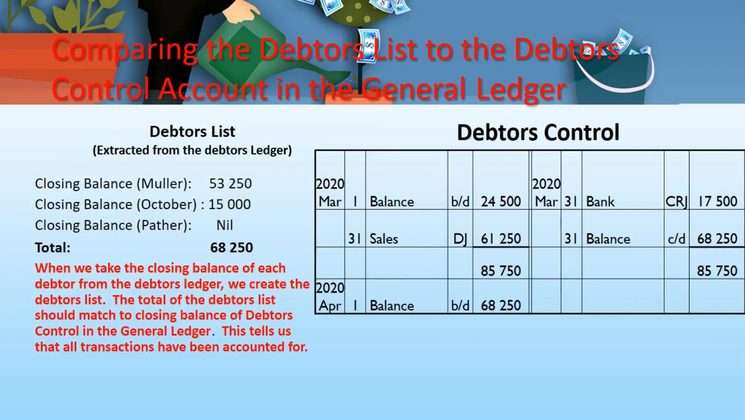So here we can now just compare our debtors list and our debtors control just to confirm that we have accounted for all our credit transactions. So we look at all our debtors. We have Miller and October and Pather. We find there that total is 68,250, and this coincides with our total that we have. So there we can see our debtors list and our debtors control in our general ledger have the same figure. So we have accounted for all transactions.